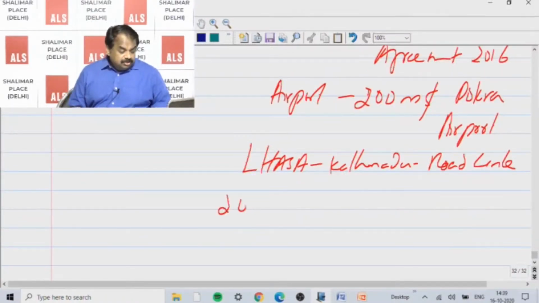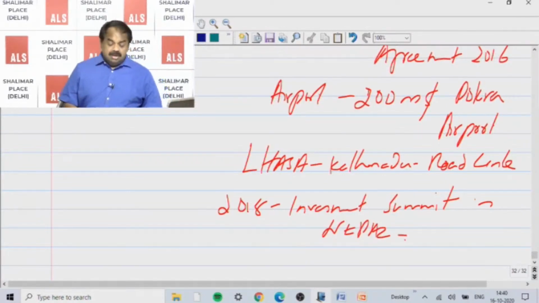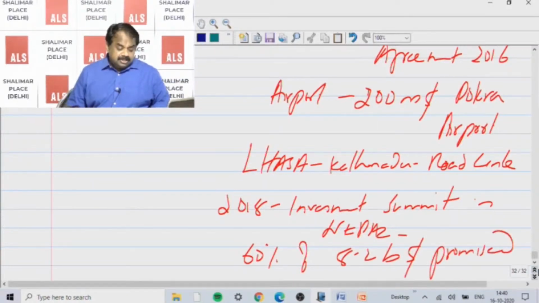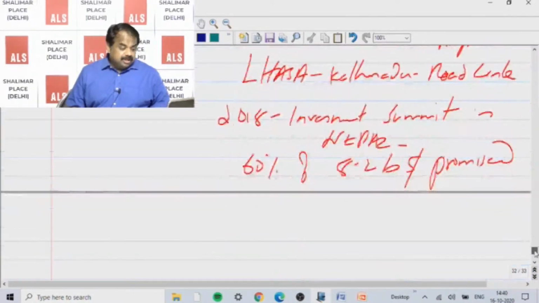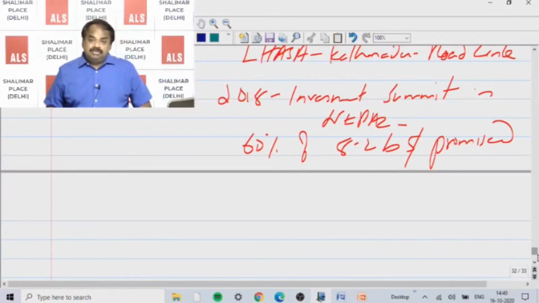Then in 2018, there was an investment summit in Nepal, and more than 60% of the $8.2 billion promised was from China.